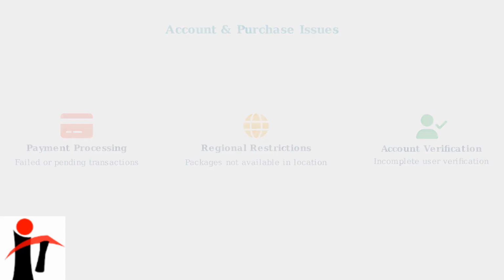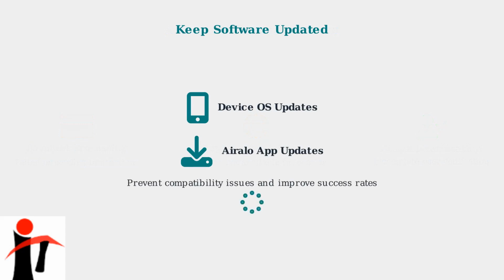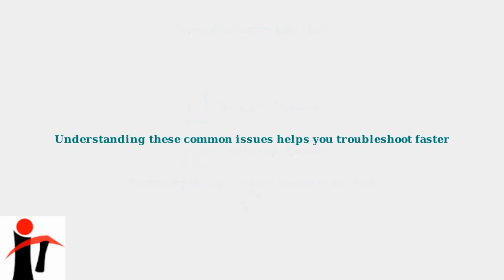Finally, keeping your device operating system and Airalo app updated is crucial to avoid compatibility issues. Regular updates include bug fixes and improvements that can significantly increase your activation success rate. Understanding these common activation issues, device compatibility, network configuration, account problems, and software updates helps you identify and resolve problems more quickly when they occur.